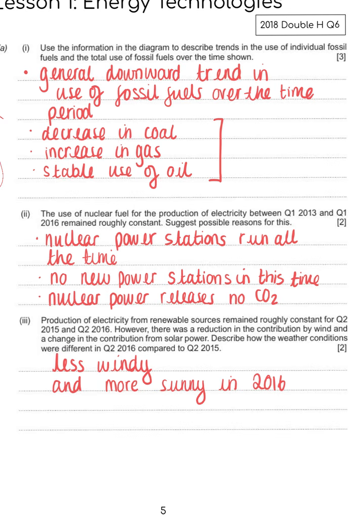And for part III, it says production of electricity from renewable resources remained roughly constant. That's important. However, there's a reduction in the contribution of wind and a change in solar. Describe the weather in this period. So if wind has gone down, it must be less windy. But because overall it's remained constant, we must therefore have more sun, or it must be sunnier in 2016.